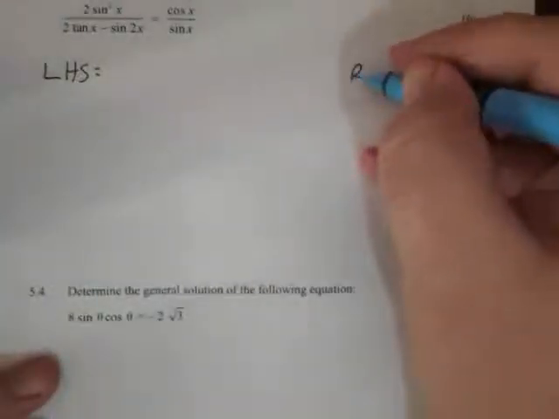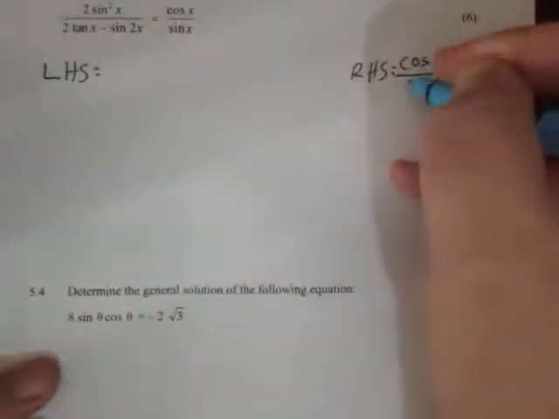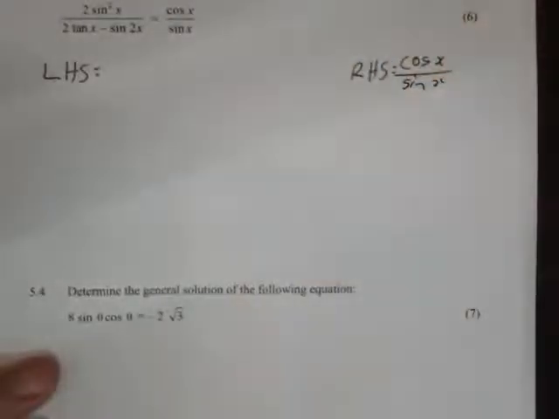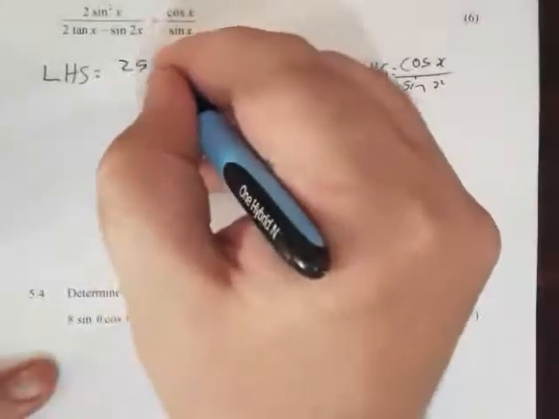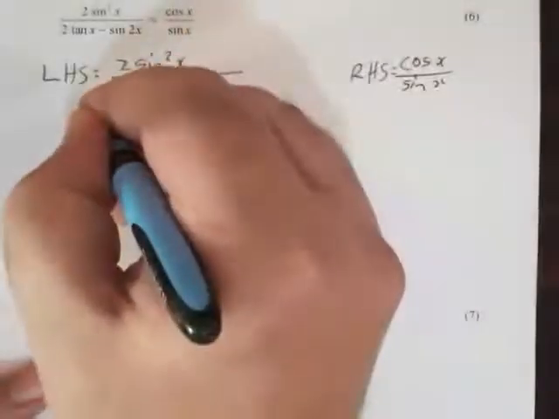Let's move to our last two questions, or last page. Okay. Identities. So obviously when we do identities, we start off with left hand side is equal to and right hand side is equal to. I don't think we'll do a lot on the right hand side. So let's start with the left hand side. So 2 sine squared x over 2 tan x minus sine of 2x.